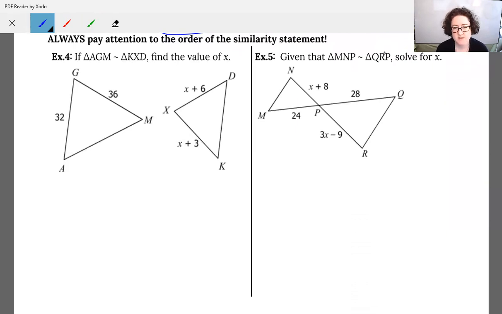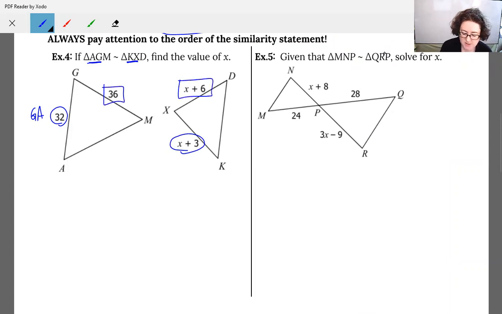So pick a side and see what it matches up with. So if I start with a 32, that's side GA. So look at your diagram, your similarity statement. GA or AG, those are the first 2 letters. So I need to match it up with the first 2 letters from the other triangle. So that's segment KX or segment XK, which is this one. So that means my 36 will have to match up with my X plus 6.